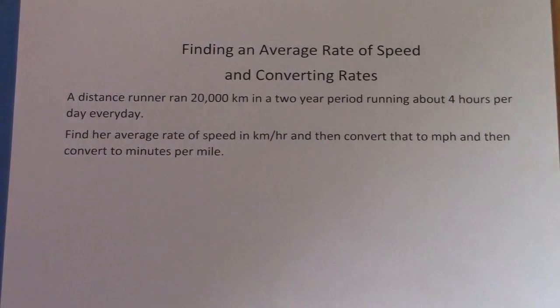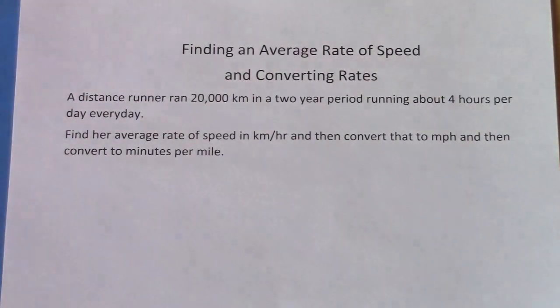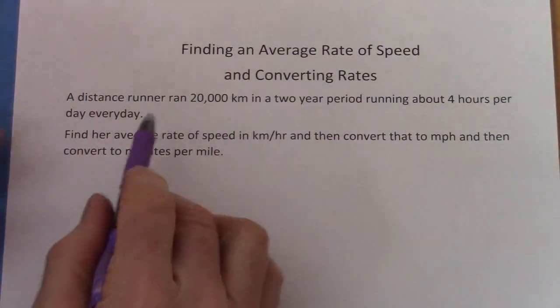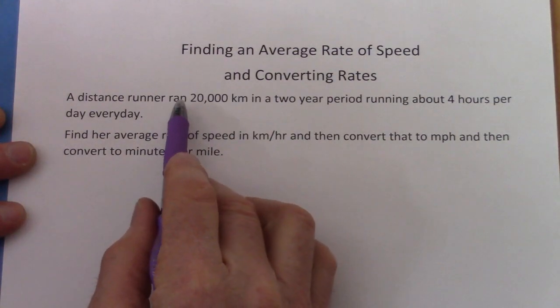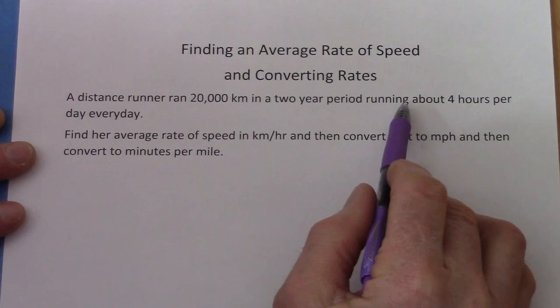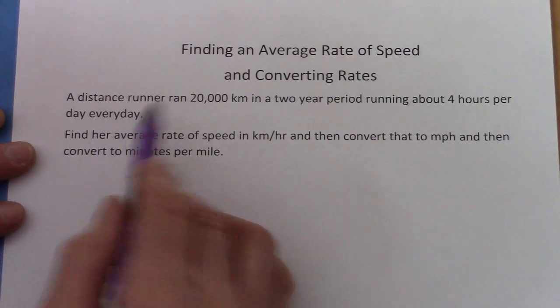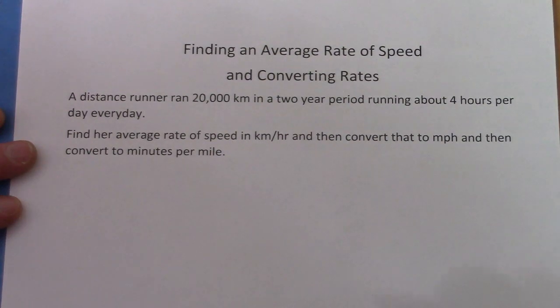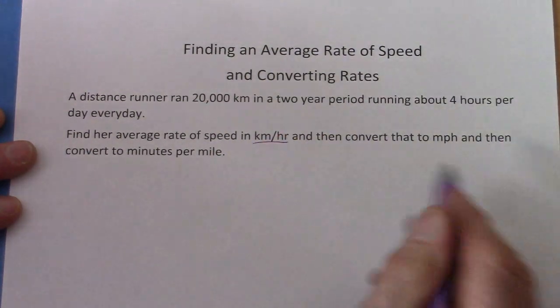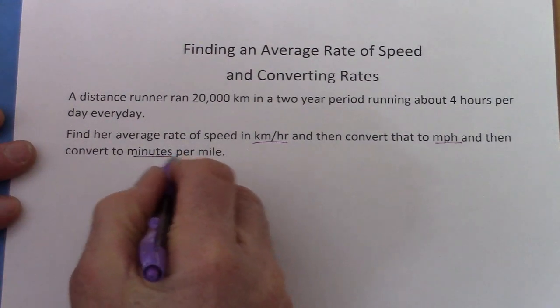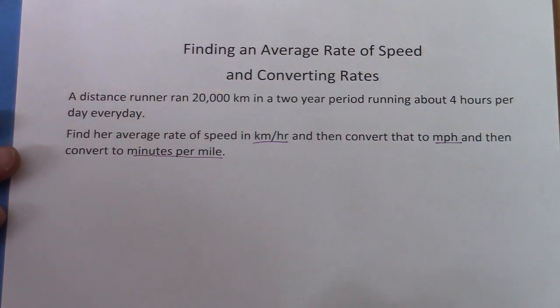So this is a video on finding the average rate of speed and then converting the rate once you've found it. So consider a distance runner who ran 20,000 kilometers in a 2-year period, running about 4 hours per day every day. First it says to find her average rate of speed in kilometers per hour, then convert that to miles per hour, and then convert that to minutes per mile.